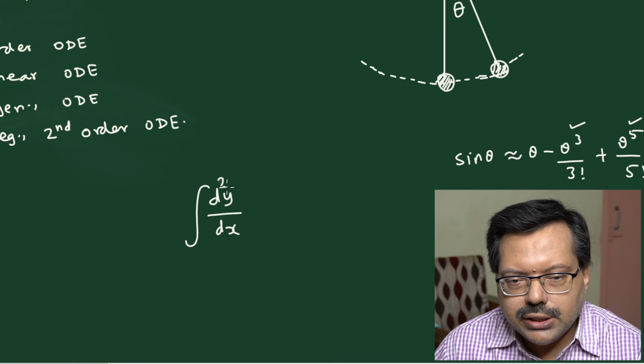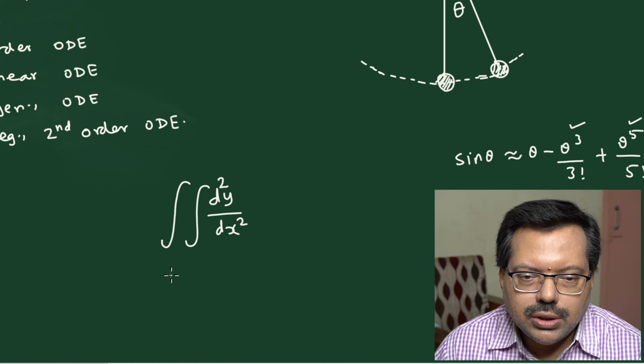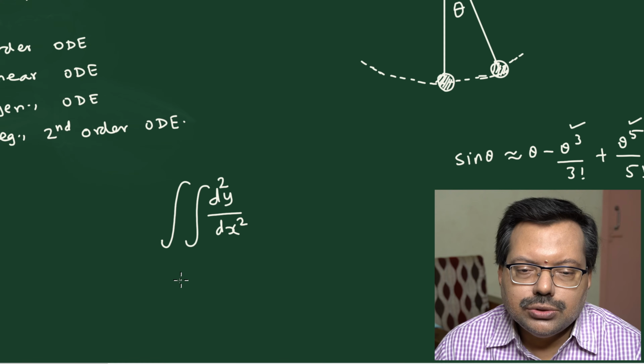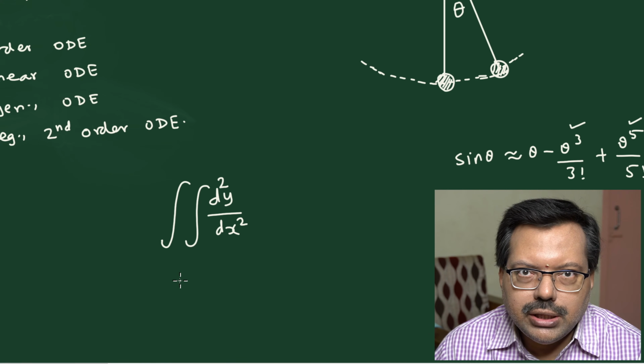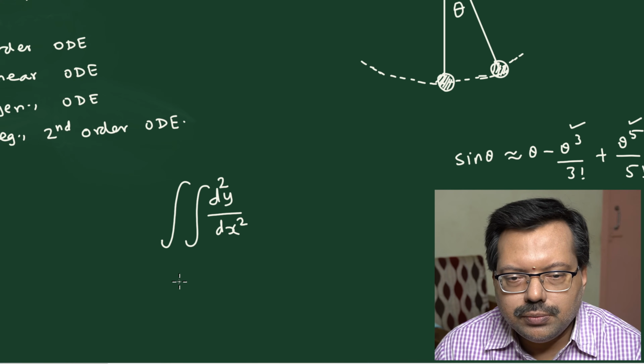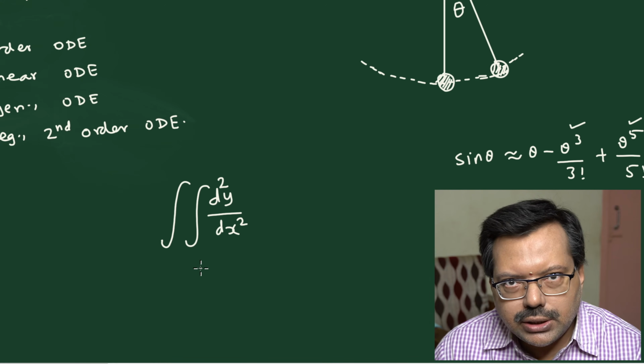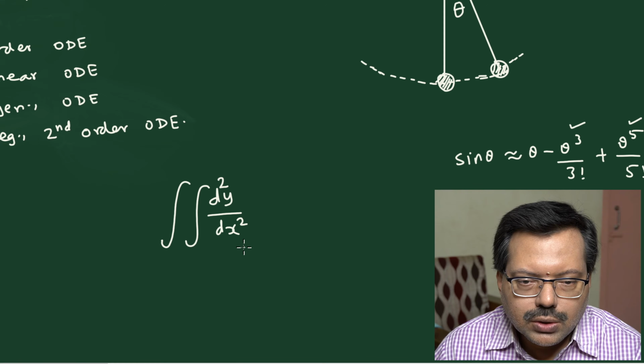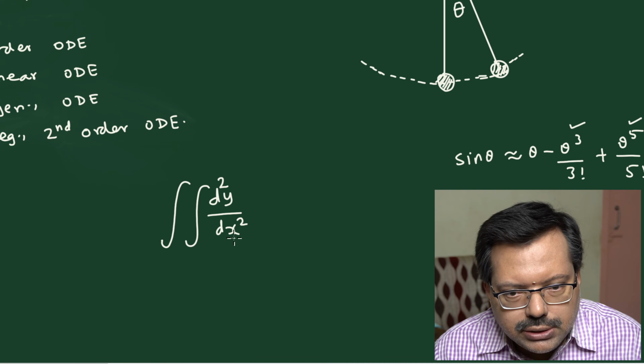And suppose I have a second derivative like this, d square y by dx square, then in principle, I need to perform two integrations in order to calculate y. Because this is d square y, right? So, two derivatives I will have to eliminate, which means two integrations I will have to perform. That is the reason why the order of the differential equation is very important. Okay, let me erase this.